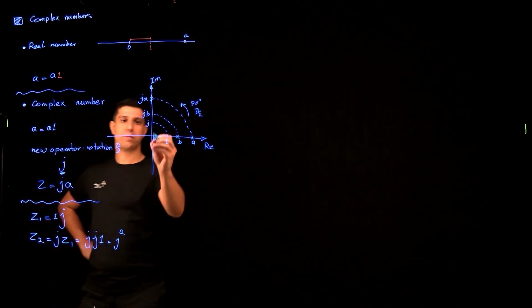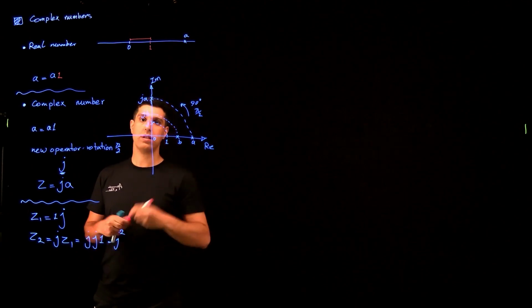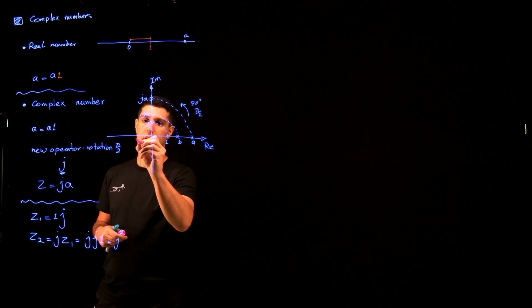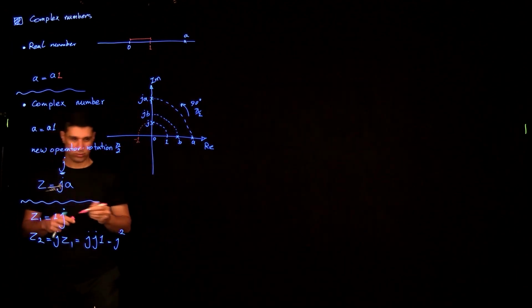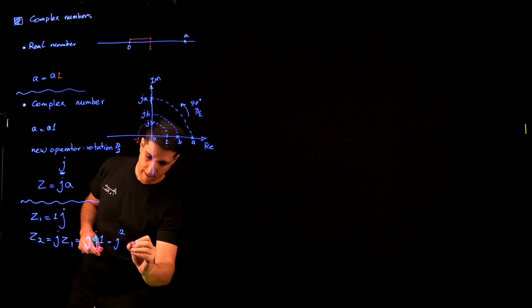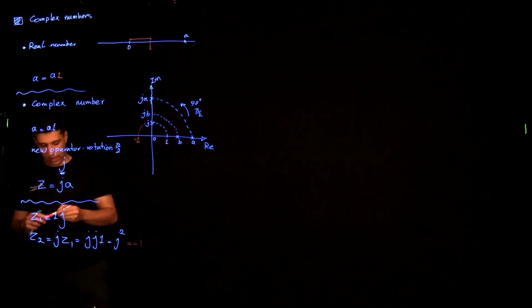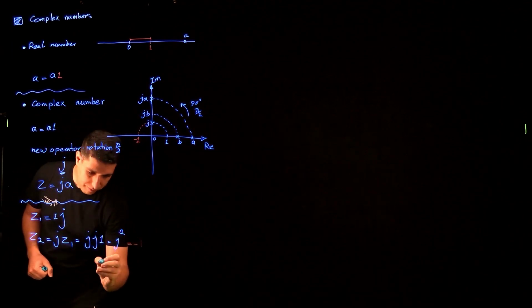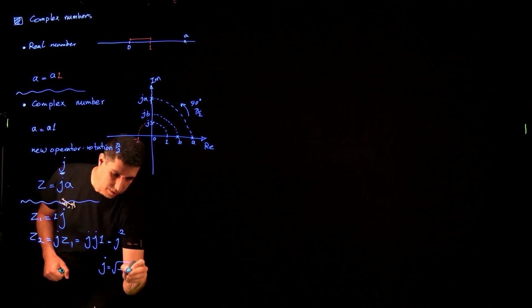So if I have this point and I rotate it another 90 degrees, I land at point -1. So I can write it here, J squared equals -1. And that is probably the more famous definition of J, that J is the square root of -1.